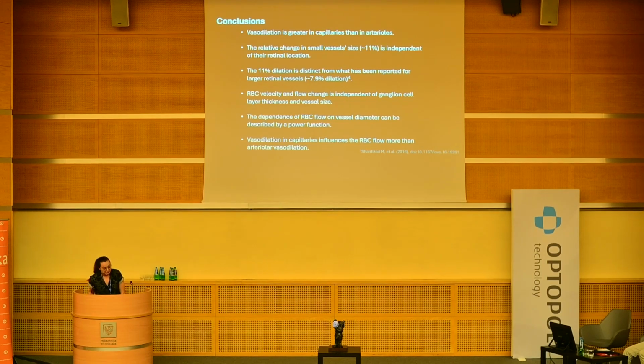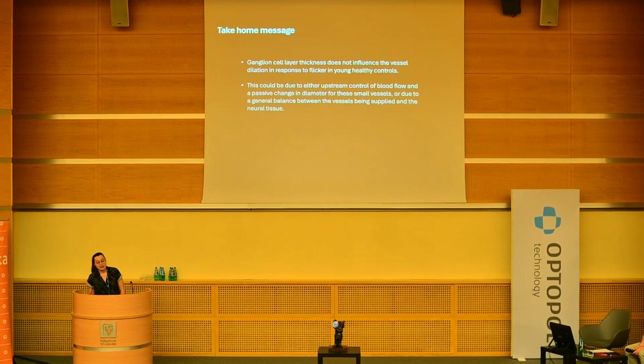So to conclude, the vasodilation is greater in capillaries than in arterioles. The relative change in small vessel size is independent of their location. This dilation is distinct from what has been reported for larger vessels. The RBC flow and velocity change is independent of ganglion cell layer thickness and vessel size. The dependence of RBC flow on vessel diameter can be described by a power function, and vasodilation in capillaries influences the RBC flow more than arteriolar vasodilation.